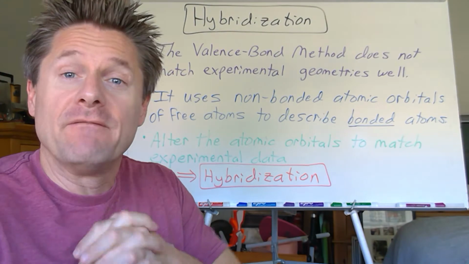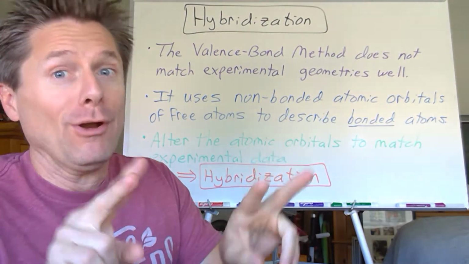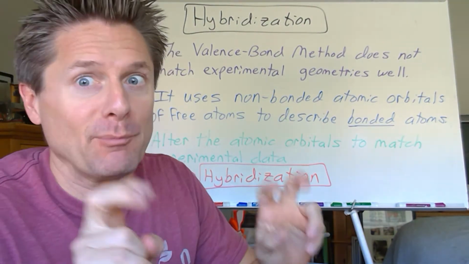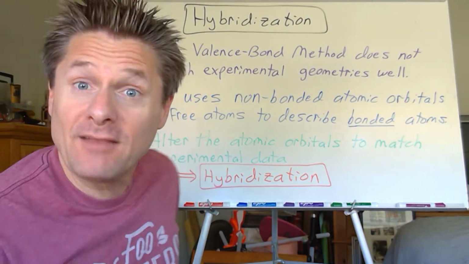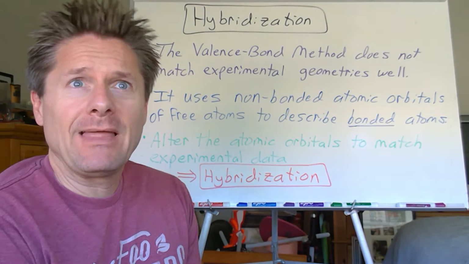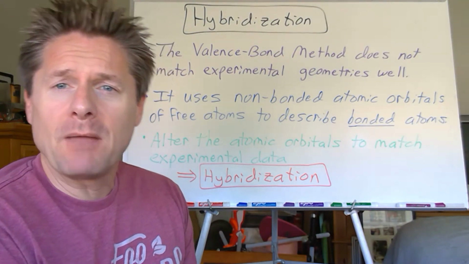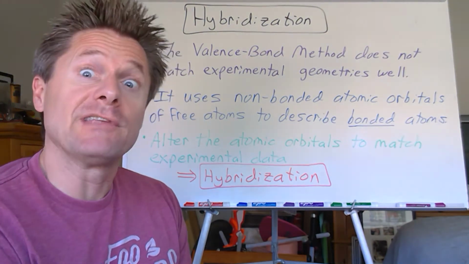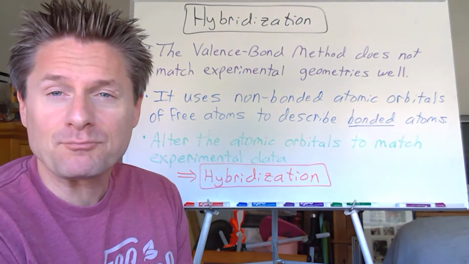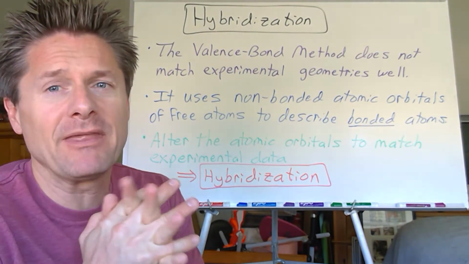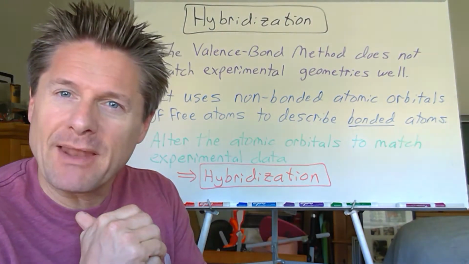So we did the valence bond method, a little more advanced bonding theory, supposedly more advanced than VSEPR, but it turns out both of them have flaws, right? Sometimes the valence bond method works better. Most of the time, the VSEPR model works better, especially for organic molecules and things like that. But let's take a look at this valence bond method and let's tweak it a little bit, all right?